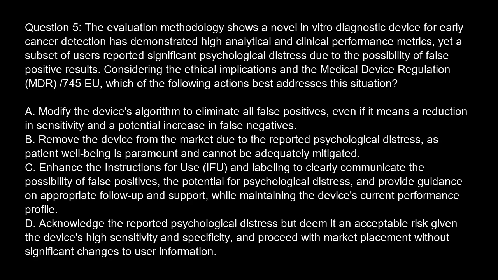Option B. Remove the device from the market due to the reported psychological distress, as patient well-being is paramount and cannot be adequately mitigated. Option C. Enhance the instructions for use (IFU) and labeling to clearly communicate the possibility of false positives, the potential for psychological distress, and provide guidance on appropriate follow-up and support, while maintaining the device's current performance profile. Option D. Acknowledge the reported psychological distress, but deem it an acceptable risk given the device's high sensitivity and specificity, and proceed with market placement without significant changes to user information.